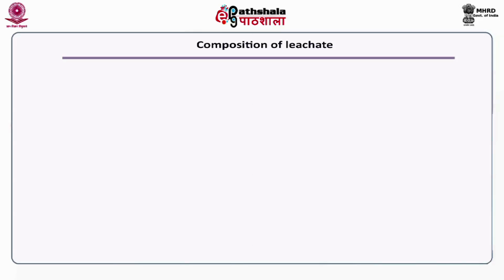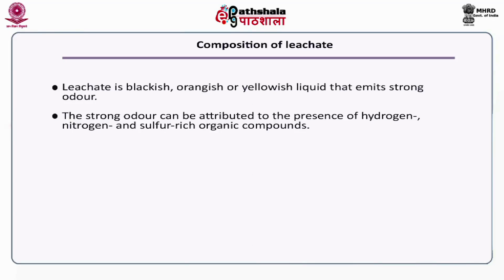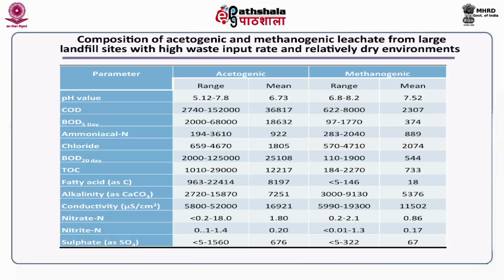Now, let us look into the composition of leachate. Leachate is a blackish, orangish or yellowish liquid that emits a very strong odor. The strong odor can be attributed to the presence of hydrogen, nitrogen and other sulfur-rich organic compounds. This table will provide you an idea about the composition of leachate. I am sure you know what acetogenic and methanogenic leachate are. It is the leachate that is generated at the different phases of degradation. In the previous module also, we discussed the phases of degradation that occur within a landfill.